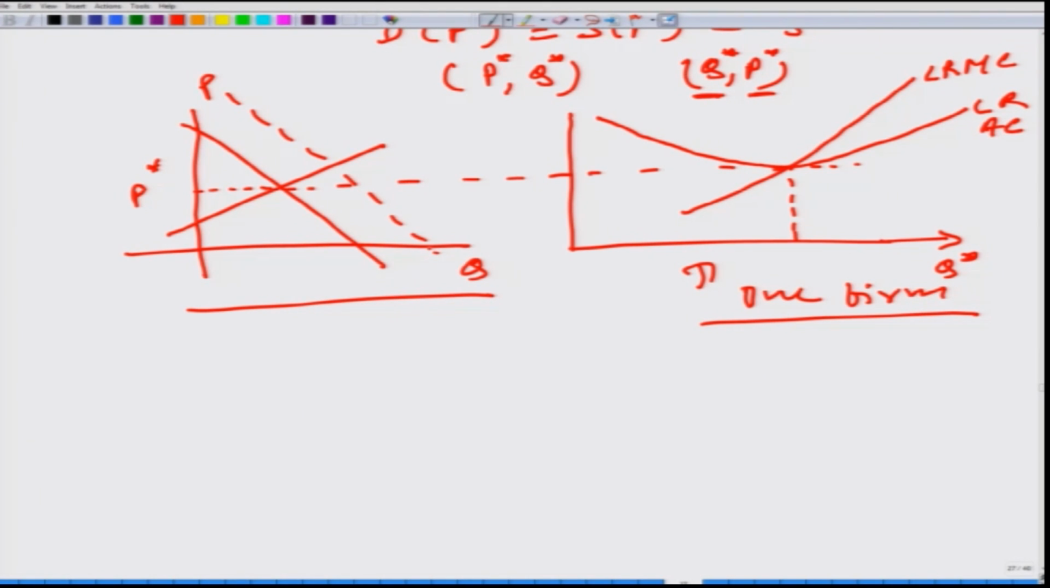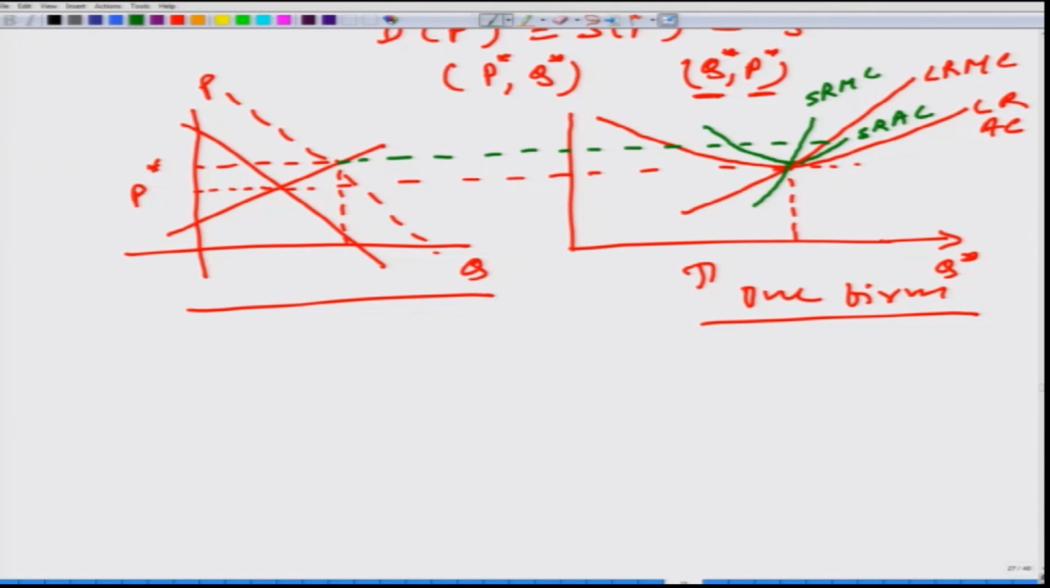As demand goes up, what would happen to the equilibrium price? The equilibrium price would go up. So, if we draw the short run average cost curve here, okay, and this is short run marginal cost and this is short run average cost. So, at this increased price, the firms would start making profit.